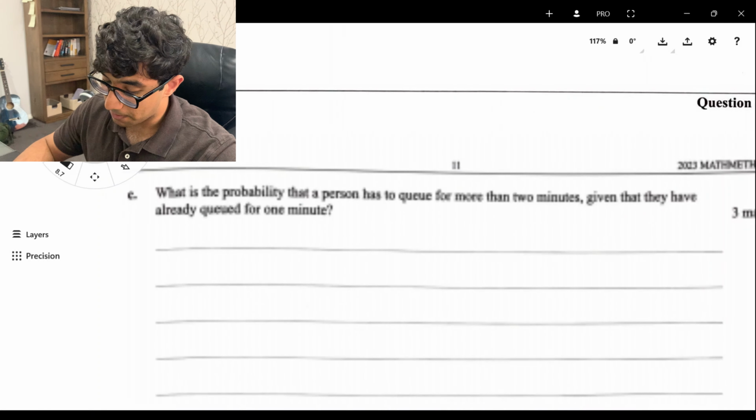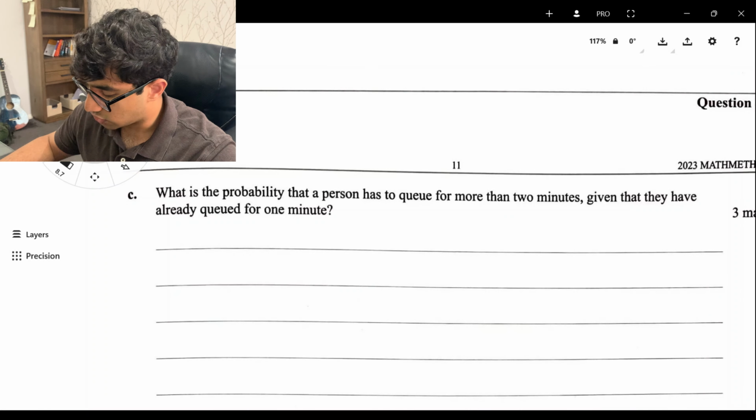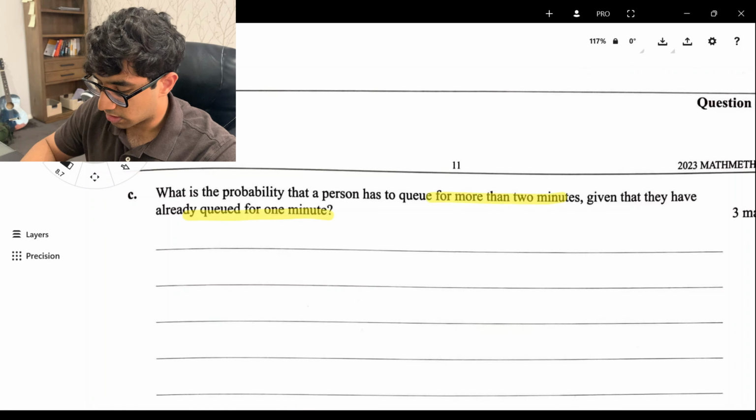What is the probability that a person has to queue for more than 2 minutes, given they've already queued for 1 minute?